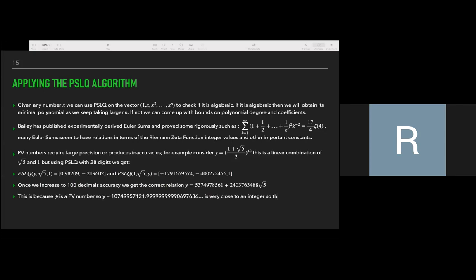But if you look at what y is equal to, it's extremely close to an integer. So for the PSLQ algorithm, the PV numbers are, in some sense, worst cases. Though I'm not sure if they are the worst case, they definitely represent something to be careful of when applying this algorithm to mathematical work.